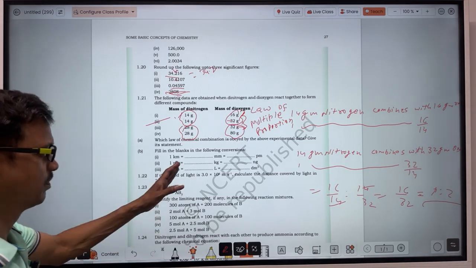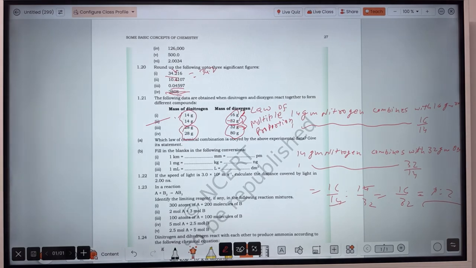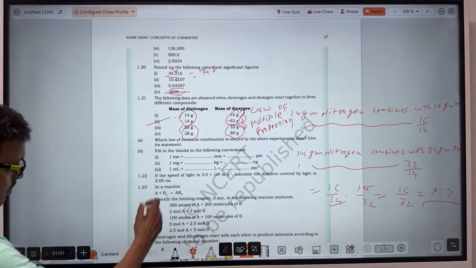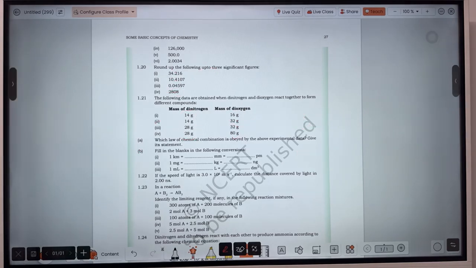Now what is here? 1 kilometer, how much millimeter, how much picometer? That you know already. So have I to tell? 1 milligram, how much? So that's a very simple unit. So you do it by yourself.